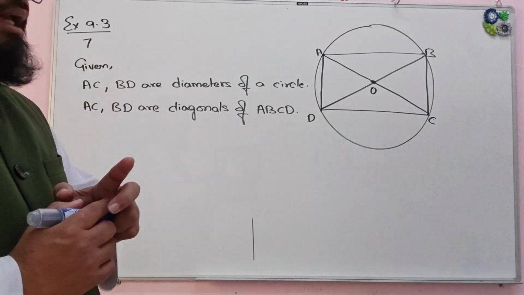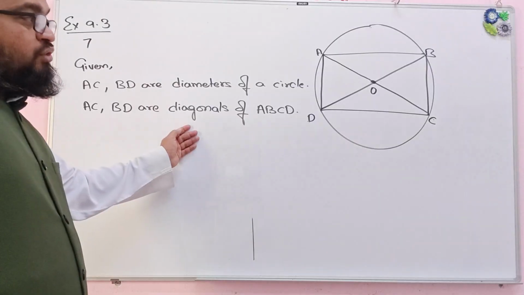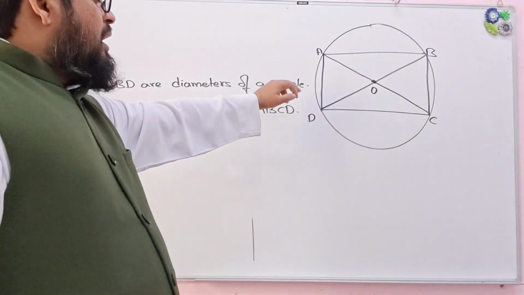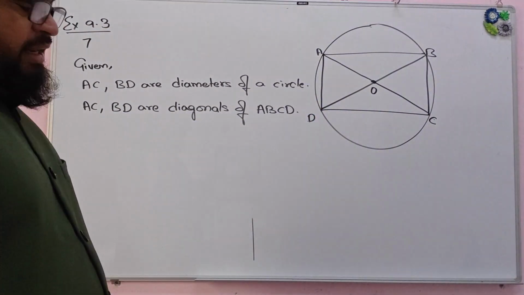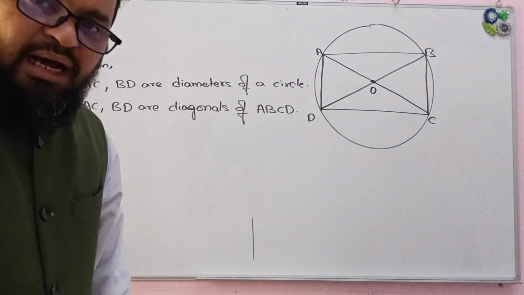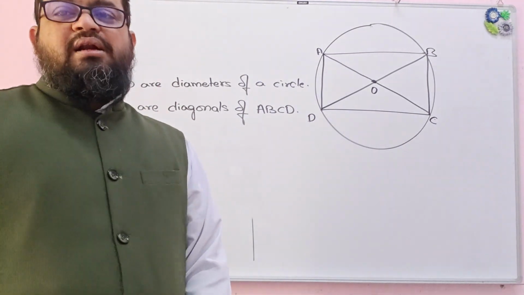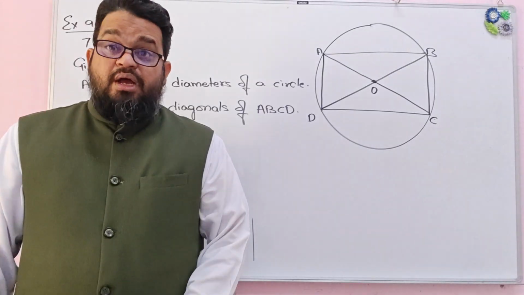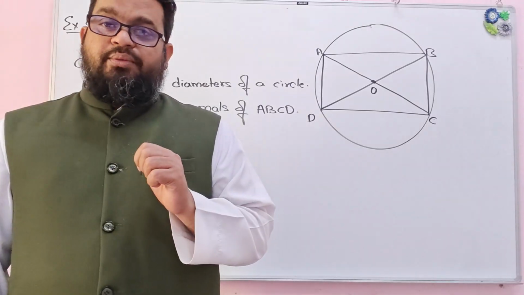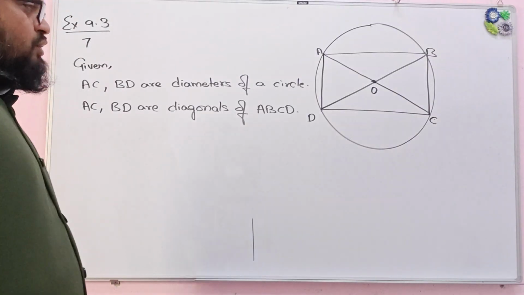You can say that, sir, these are the diagonals AC and BD. If they are diameters, all diameters in a circle are equal, so AC is equal to BD. Diagonals are equal in a rectangle, so therefore it is a rectangle. No, diagonals are equal even in a square. He is asking only to prove that it is a rectangle.